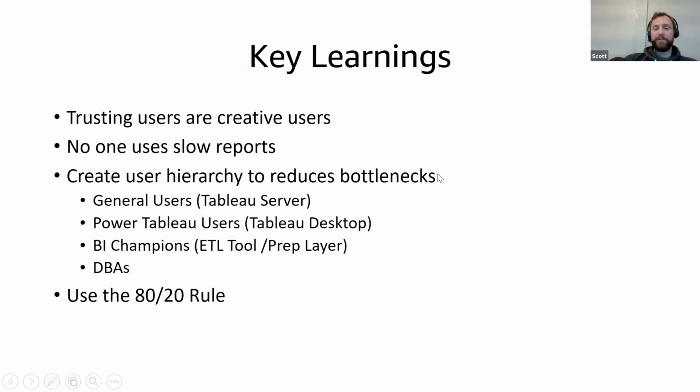We also learned that no one likes bottlenecks. And if people feel like they're constantly having to bother someone else to get something that they want, then they're going to stop asking for it. So we tried to create, well, there's a hierarchy, but again, trying to keep it flat and trying to give everybody as much permission as they're able to handle.